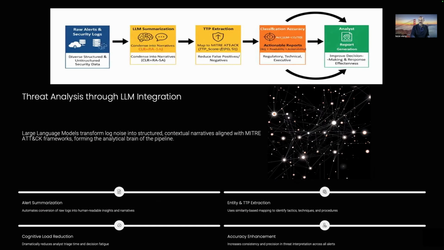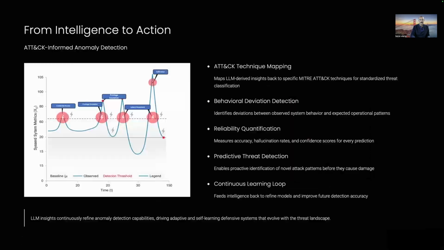Accuracy enhancement essentially increases consistency and precision in threat interpretation across all alerts. Primarily because everything is automated, even if the security attack volume increases, because it is automated using LLMs, we are able to make sure the accuracy is enhanced, right? So this is how we do threat analysis through LLM integration.